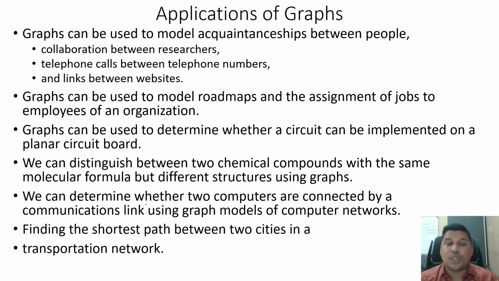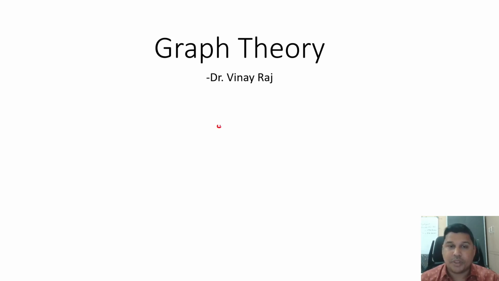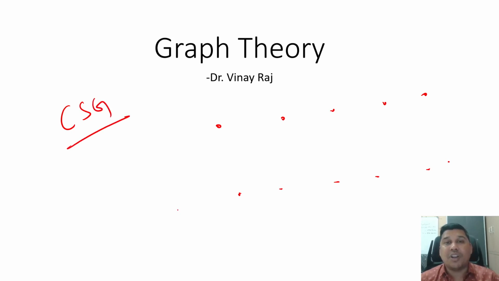Other one, the most used one, is to determine whether two computers are connected by a communication link using graph models. See, in our labs we have so many systems. You have so many systems like this. Or maybe we have so many blocks, hostel blocks, residential quarters, and academic blocks, and the main building is there, right. The CSG, the computer support group, they want to install Wi-Fi routers.